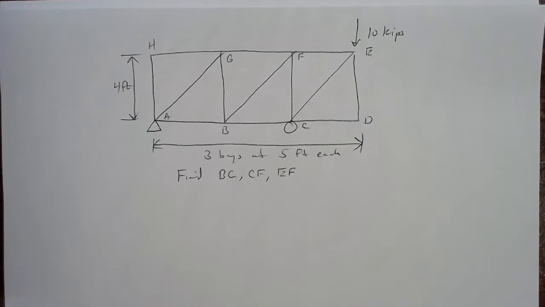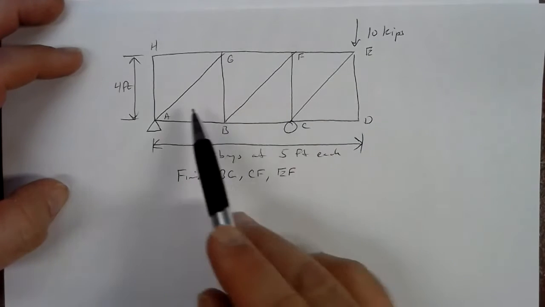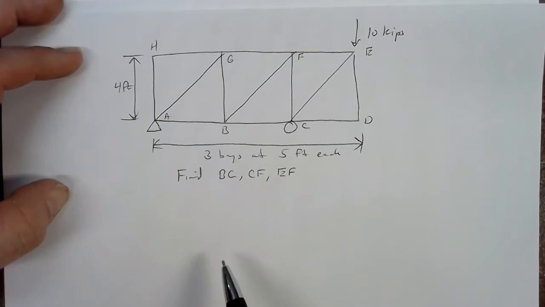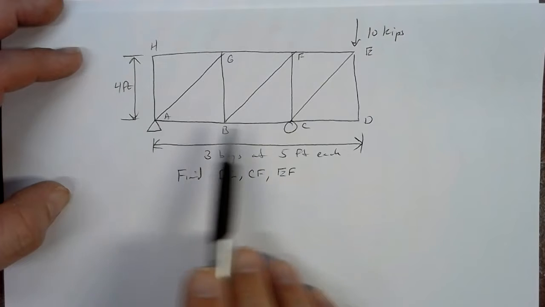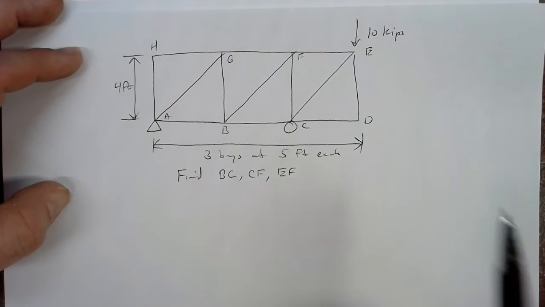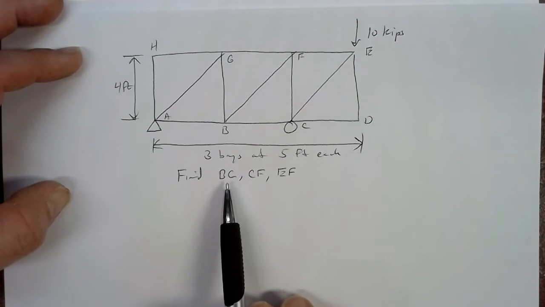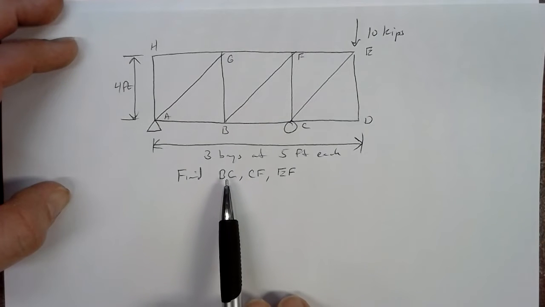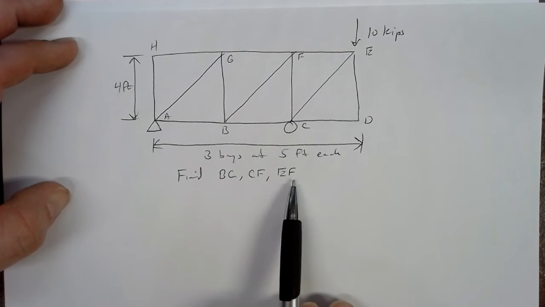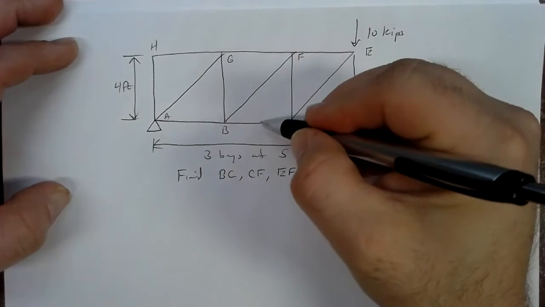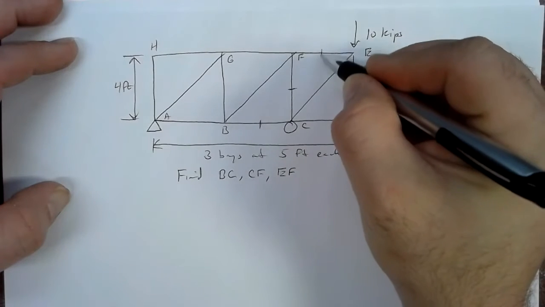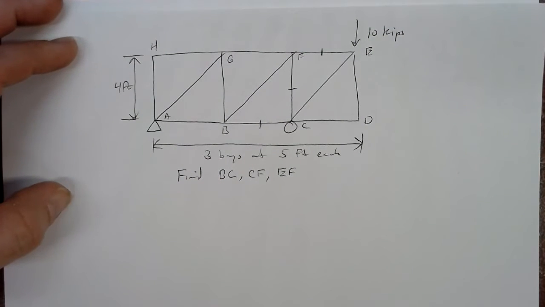All right, so here's the problem we worked tonight in our practicum session. We have a truss with 3 bays supported at joints A and C. So we've got a little bit of a cantilevered section here. And we need to find, using method of sections, members BC, CF, and EF. So those are those 3 members right there.